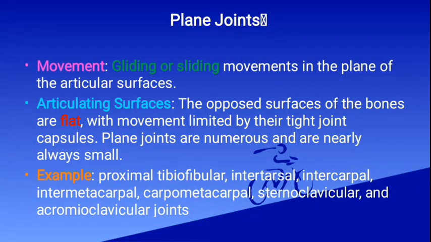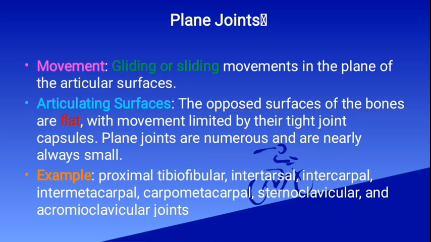The plane joints allow gliding or sliding movements in the plane of the articular surface. The articulating surfaces in plane joints are flat, so the opposed surfaces of the bones are flat. Movements are limited by their tight joint capsule, and there are also a lot of ligaments that surround plane joints. Plane joints are numerous, but they are nearly always small.